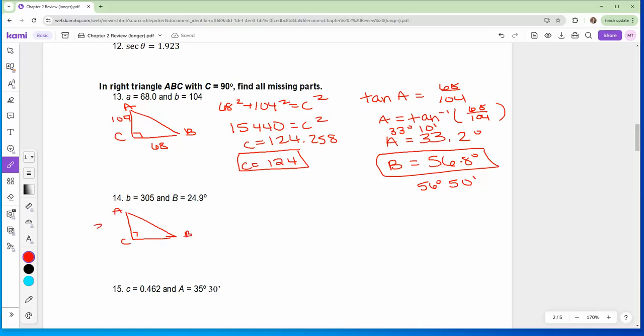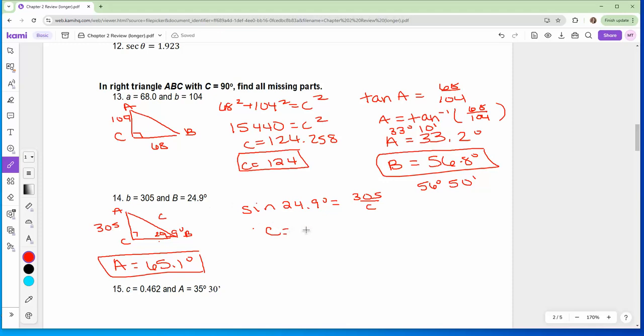So side B is 305. Angle B 24.9. So easiest thing to find would be angle A. 90 minus 24.9 gives us 65.1 degrees. If I wanted to find side C, that's opposite and hypotenuse, so that would be sine. So sine of 24.9 equals 305 over C. So you multiply over the C and then divide, so 305 divided by sine of 24.9.